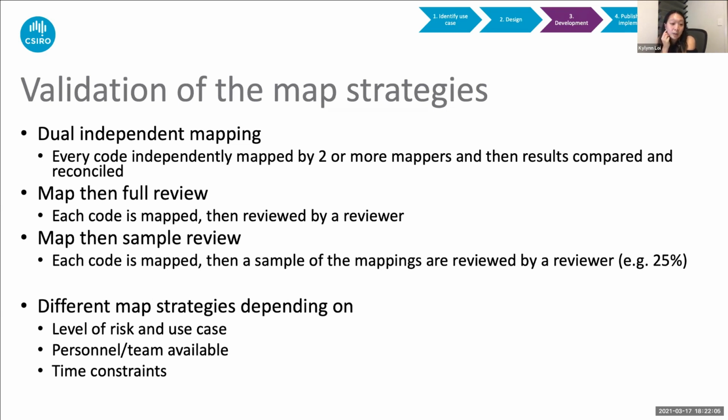Which mapping strategy you pick is really dependent on your use case and the level of risk involved. Obviously, if it's a clinically used map, then you have a higher level of risk, and so you need to pick something with more review. It also depends on what personnel or team is available. You may not have enough people to do these things, and that's fine. You need to make the best with what you've got, as well as time constraints. Dual independent mapping and doing full reviews does take a long time, but if the risk is high, then it's recommended.